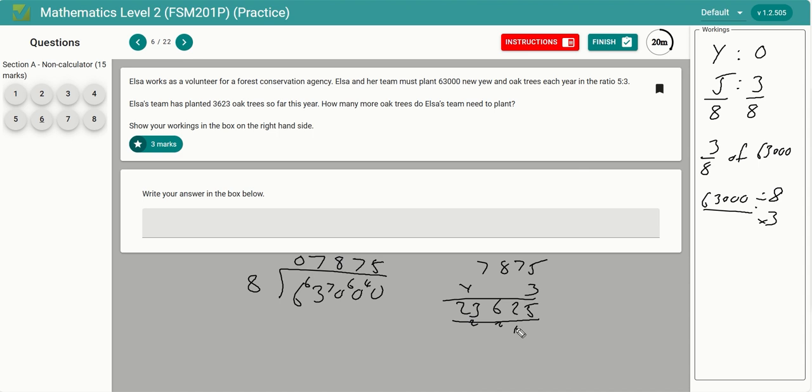So this is how many oak trees there should be, but they've already planted 3, 6, 2, 3. So there's still quite a few still to plant, and it's the difference between this figure here and 3, 6, 2, 3. So we need to subtract from the 23, 6, 2, 5 the 3, 6, 2, 3. 5 minus 3 is 2. 2 take 2 is 0. 6 take 6 is 0. 3 take 3 is 0. 2 minus nothing is 2. So the remaining number of oak trees to be planted is 20,002.